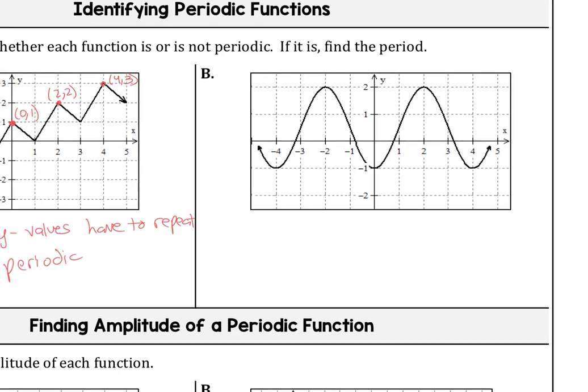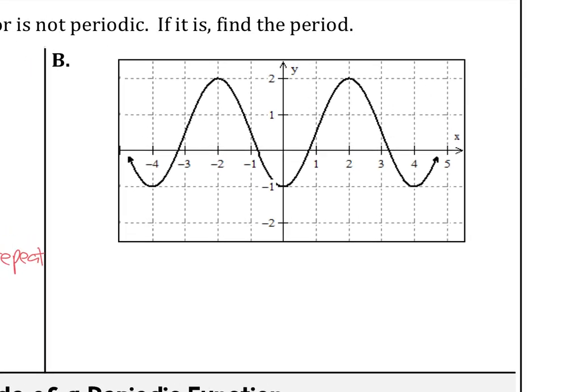However, if you look over here at example B, our y values do repeat. So this is a periodic function. Our y values are repeating. And from there, we can figure out what the actual cycle and the period is. Remember, how long does it take to get from one starting point to the next?